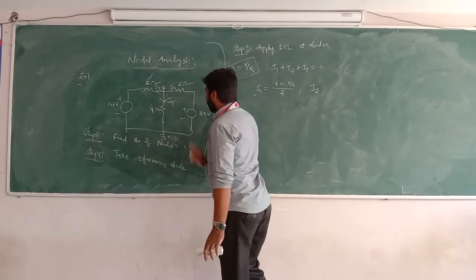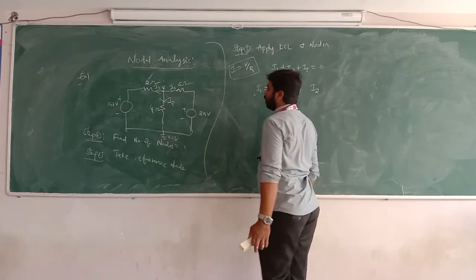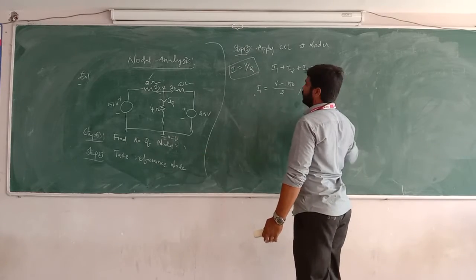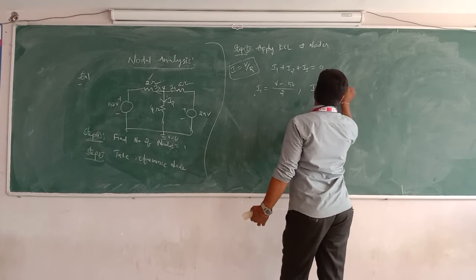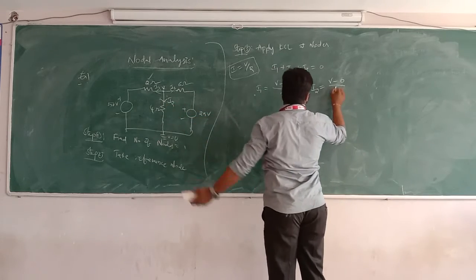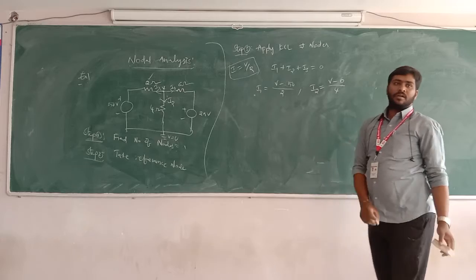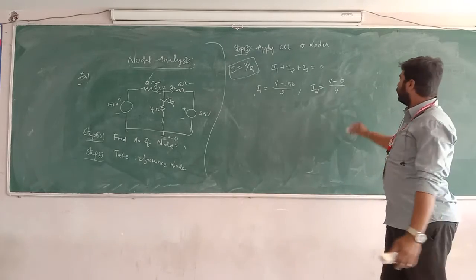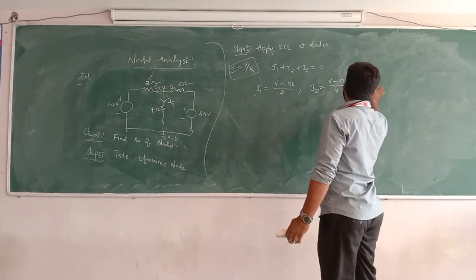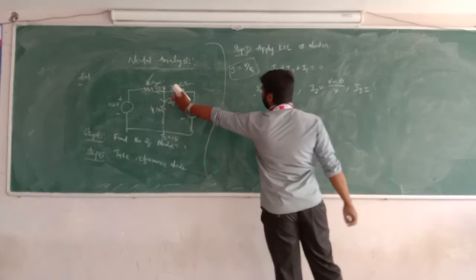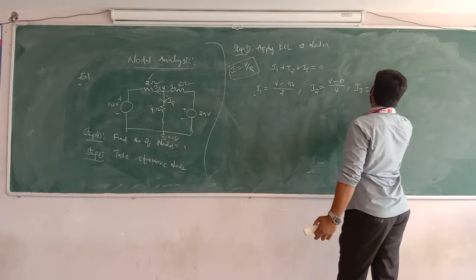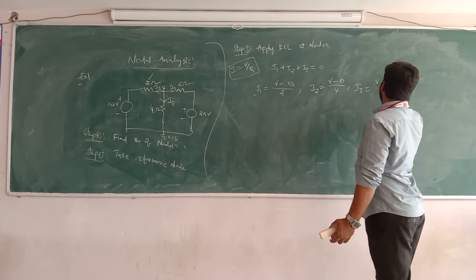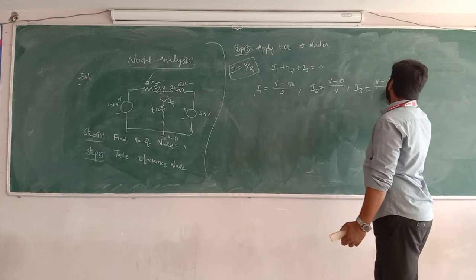This is the I2. So I2 means what is the voltage difference? V minus 0, which is divided by the particular resistance here. The resistance is 4. Next thing is I3. I3 is equal to V minus 25, the difference. Node voltage minus 25 volts, which is divided by the 6.